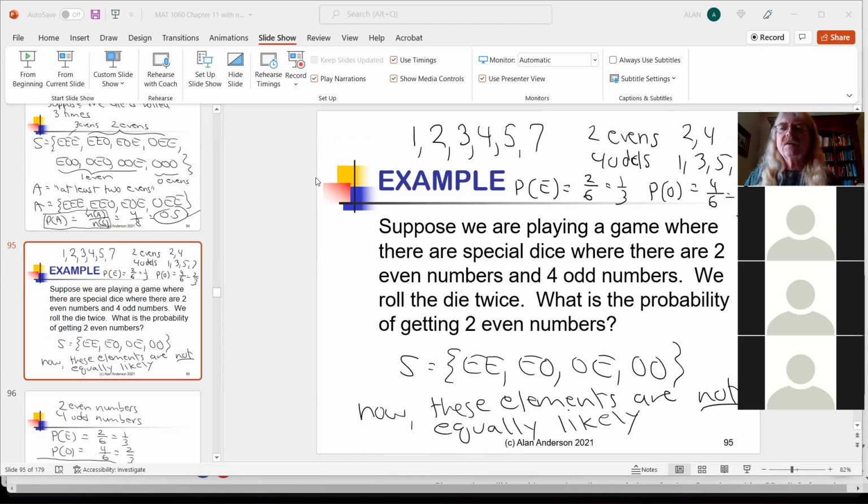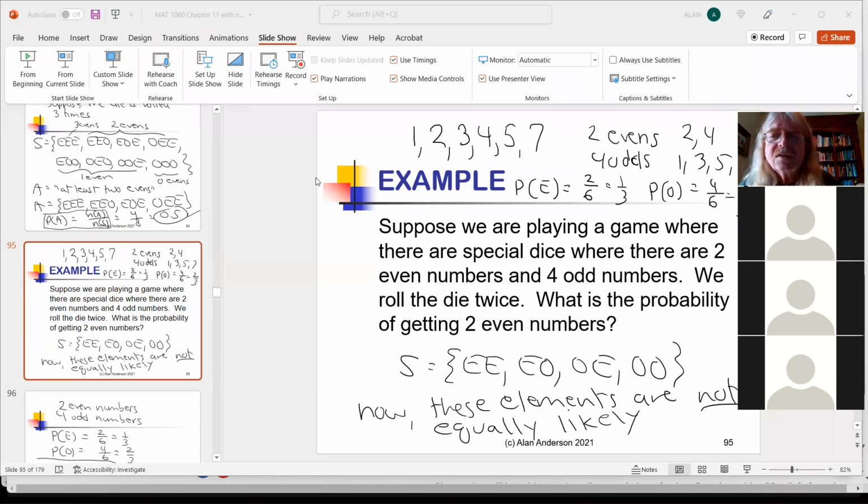Now, I wanted to show you another example where we're rolling the die twice, but each outcome is not equally likely, and see how that works differently. So this time we have to imagine that we're using a couple of very strange dice. Instead of having the normal numbers from 1 through 6, they have numbers 1, 2, 3, 4, 5, and 7. Who knows why, but they do. And so that means that each roll there's only 2 possible evens and 4 odds.